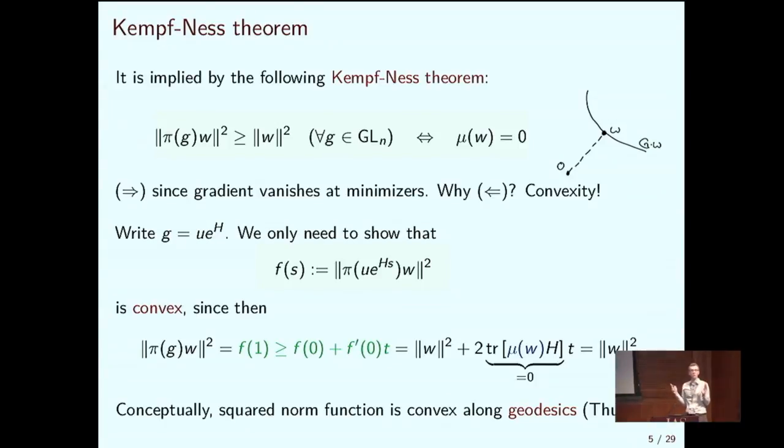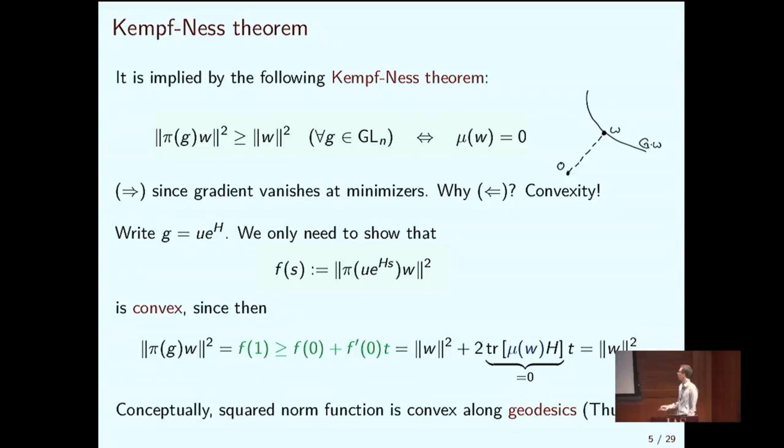So the important thing that we have to argue is why this function should be convex. Right now it's a one-dimensional problem. We have a path, a certain path. It turns out it's a geodesic in this group GLN. So we have a geodesic in this group GLN, and we want to show that the squared norm function is going to be convex along this direction.